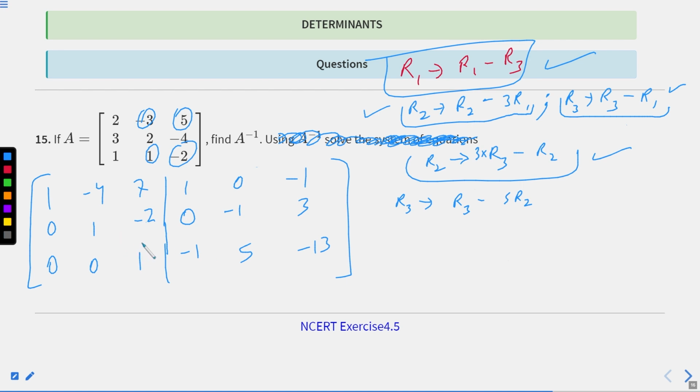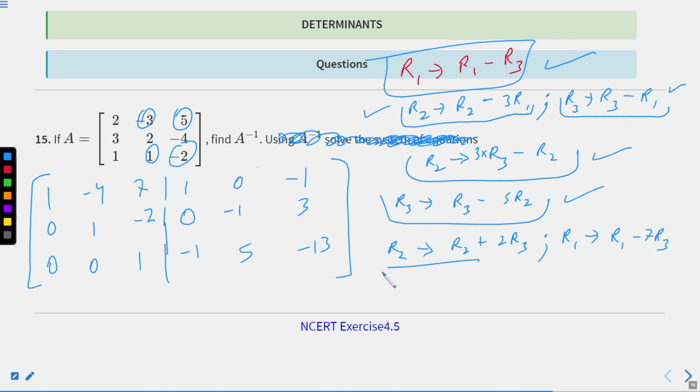Clear? So now I want these to be 0. How can I make that? Quite simple. This plus 2 times this. So first of all, let me write this so it is clear. Now R2 will be R2 plus 2 times R3, and R1 will be R1 minus 7 times R3, like this.